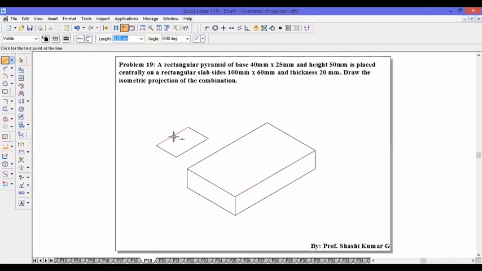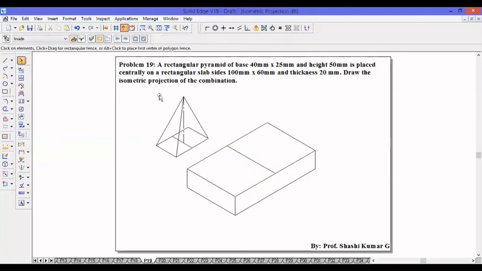Then find the midpoint of any two parallel opposite lines. From the midpoint, you need to draw the axis line. So the axis line height is 50 mm, 90 degrees. Take continuous line and join to the corresponding corners from the apex to every corner. Similarly, you find the midpoint of the rectangular slab's parallel sides.